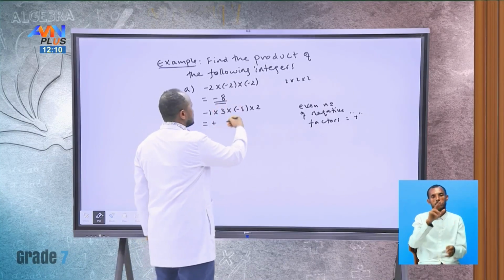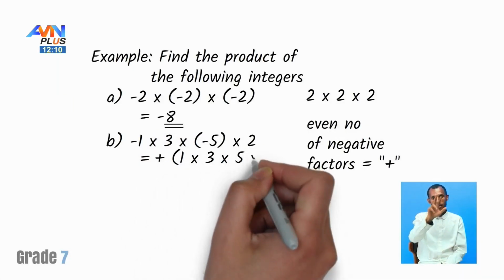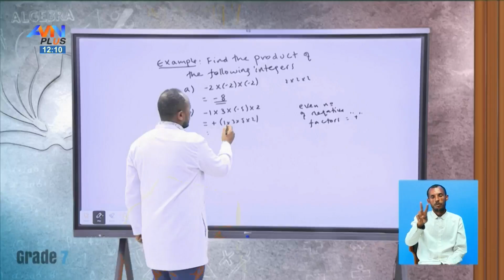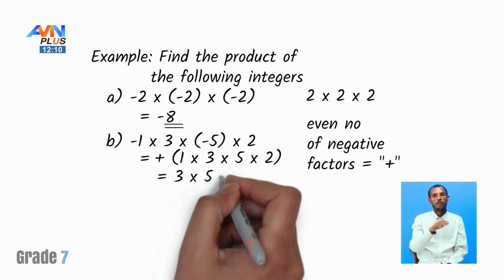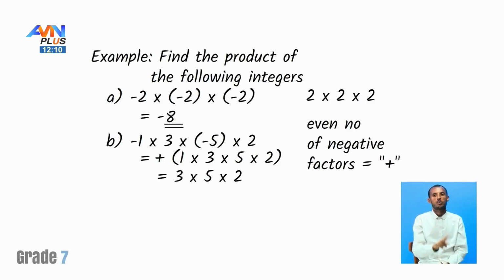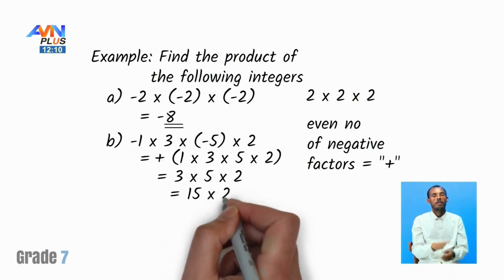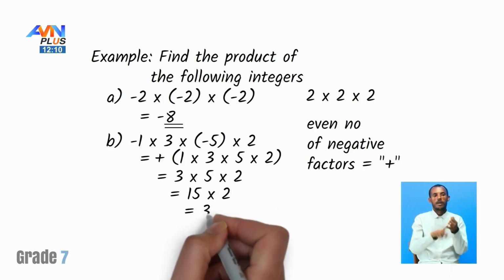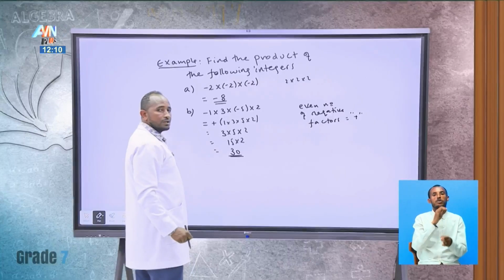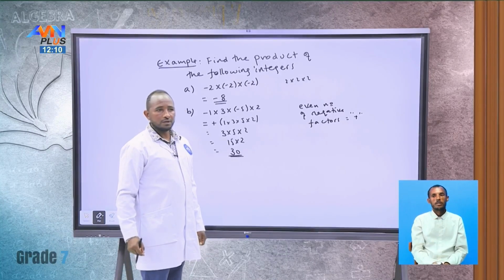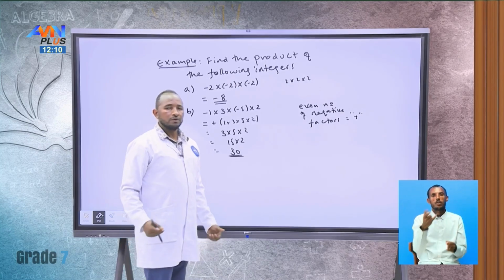1 times 3 times 5 times 2. Let me write it again here. 1, 3, 5, 2. Therefore, 1 times 3 is 3. 3 times 5 times 2. 3 times 5, good, is 15. 15 times 2, the final answer will be 30. The sign of the product, as we said, is positive. Therefore, the answer will be positive 30. That's it. Now, we'll proceed to division of integers.